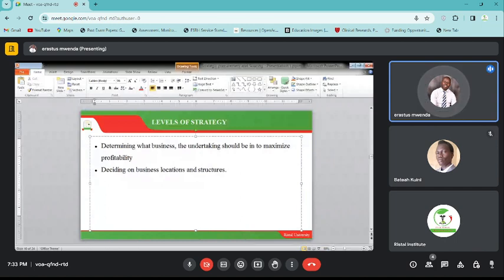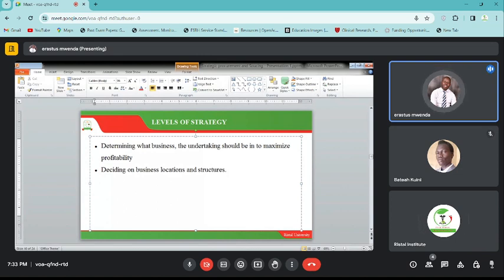So levels of strategies, we are coming from this particular slide. So the other one, we also determine what businesses the undertaking should be in order to maximize profitability. We also need to decide on business location. The location is also very critical and important that we need to know as organizations.